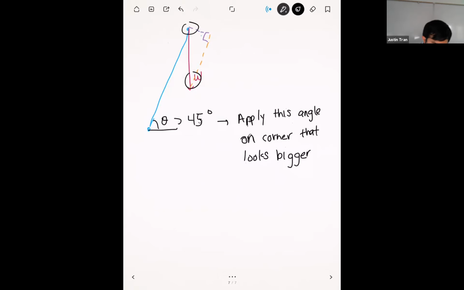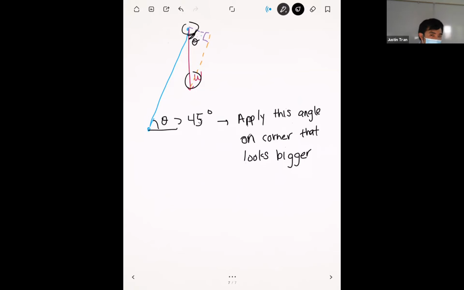Okay. And so if we compare the upper corner and the lower corner, obviously the upper corner here is a bigger angle than the smaller one. And so that tells us that we should apply the angle on that one, okay? And so, you can use these visual tricks to help you choose where to put angles and how to measure stuff, okay?